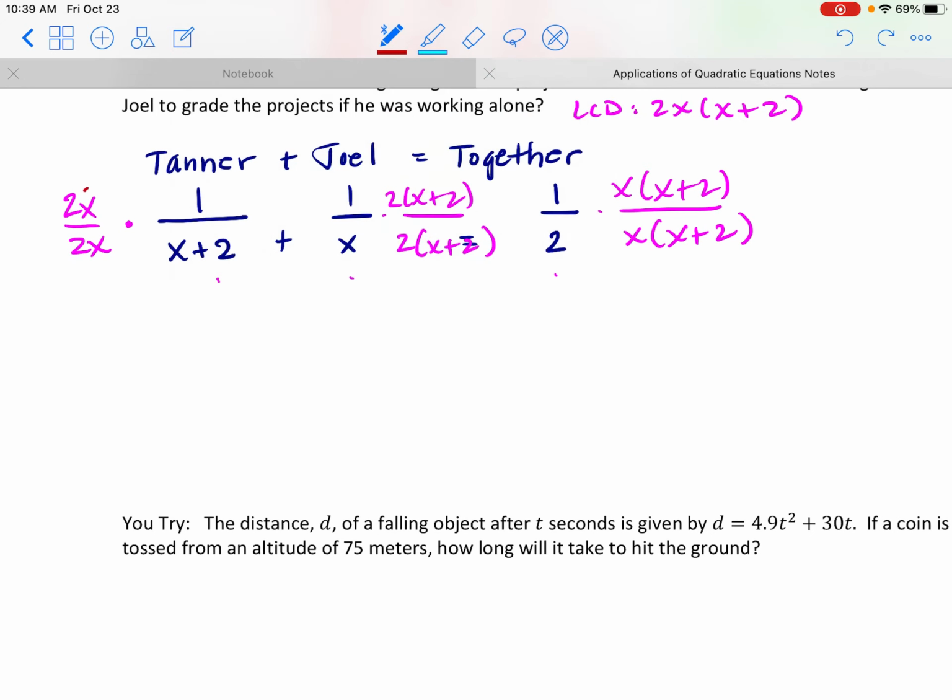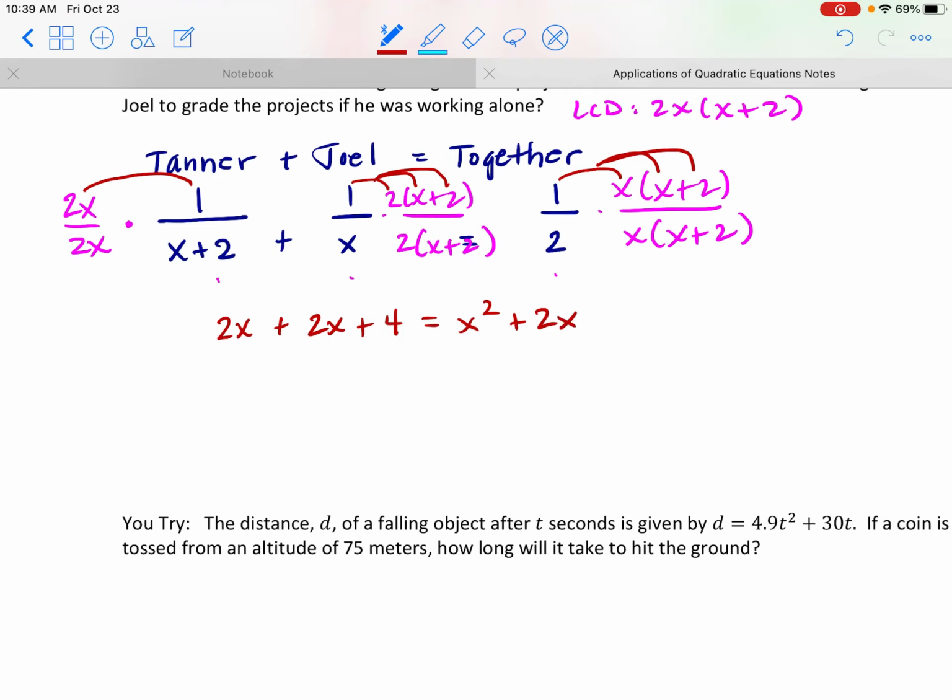So from this numerator, 2x times 1 gives me a 2x. And then here, 1 times 2 is still going to be 2, and then 2 times the x is going to be 2x, and then 2 times the 2 is going to give me a positive 4. Bring down the equal. Here, 1 times x is going to be x, times x is going to get me x squared, and then x times 2 is going to get me a 2x.